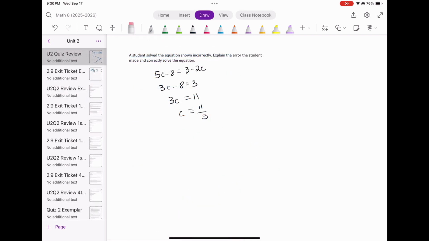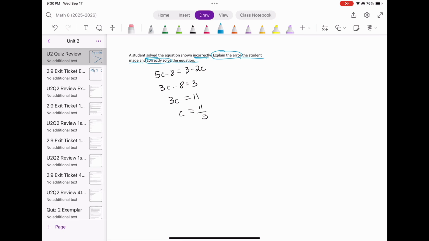Okay, let's go over one more type of response question. This says a student solved the equation shown incorrectly. Explain the error the student made and correctly solve the equation. So first we're going to correct it and then we're going to explain the error.